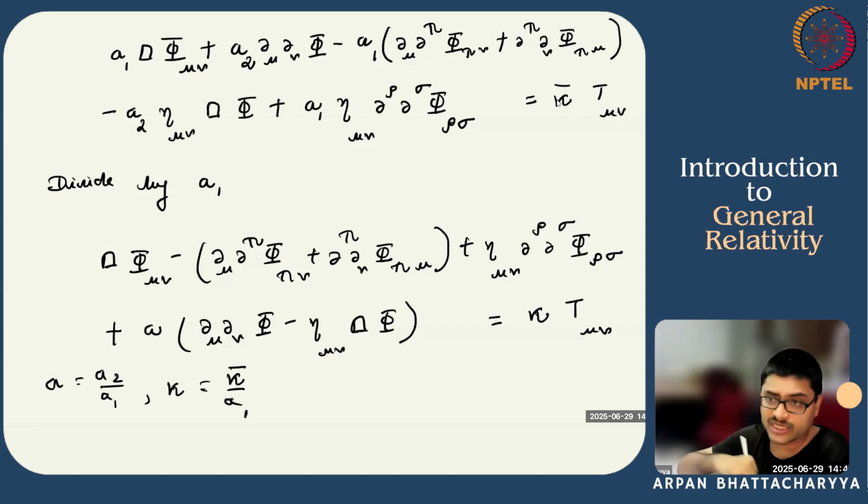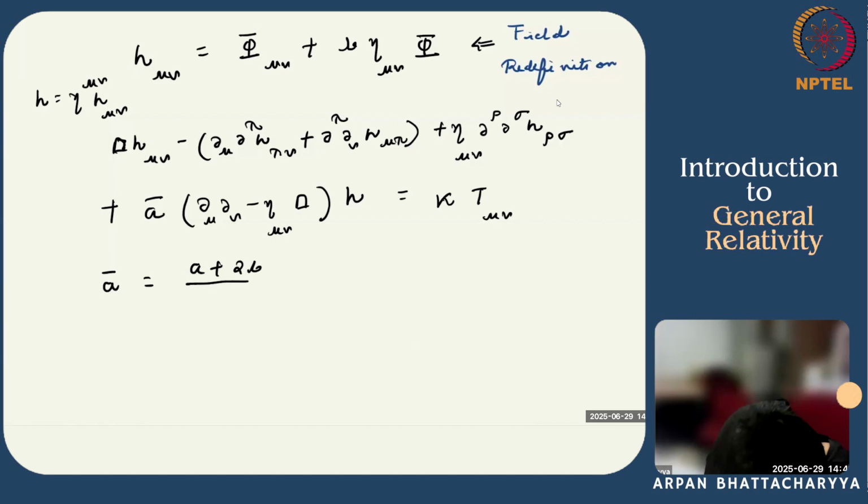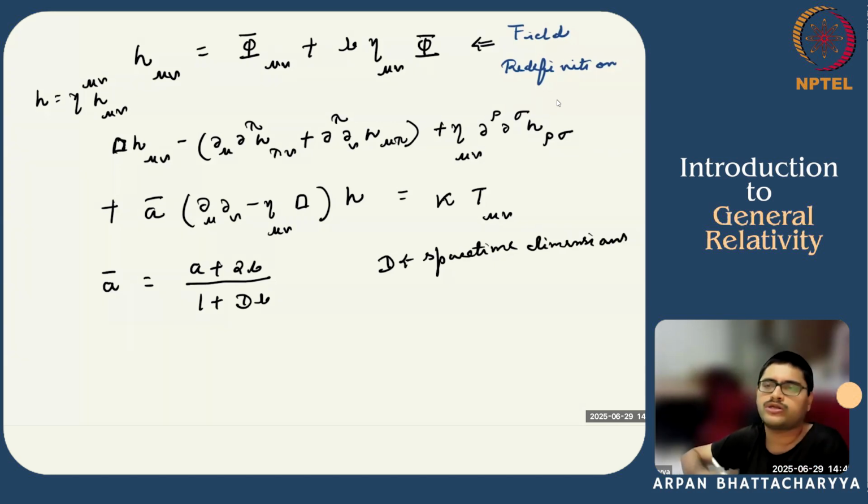But now this constant has been changed. Instead of a, we now have a bar, and this a bar is defined as a plus 2b by 1 plus d times b. And d is the space-time dimension. So note that all our arguments are fairly generic. We are not particularly restricting ourselves to 3 plus 1 dimension. You can just put d equal to 4, but we will keep it as a general dimension.